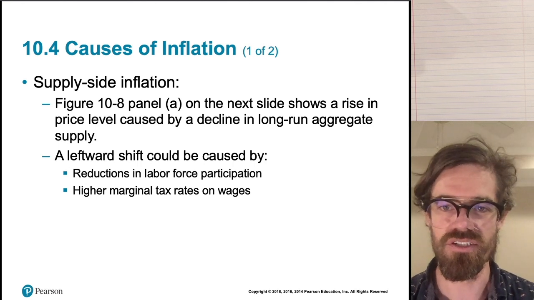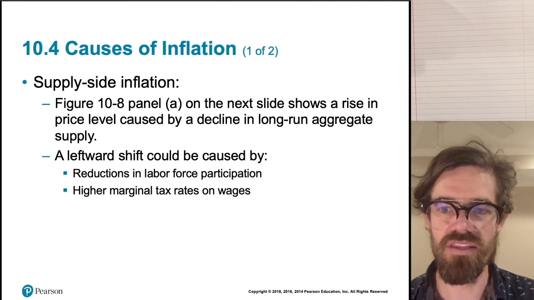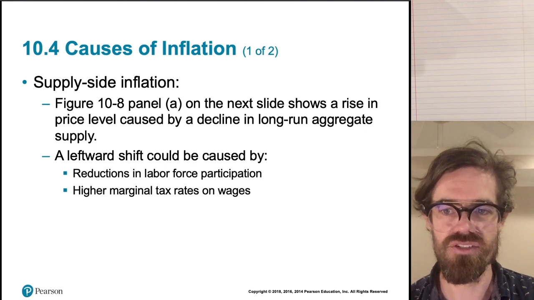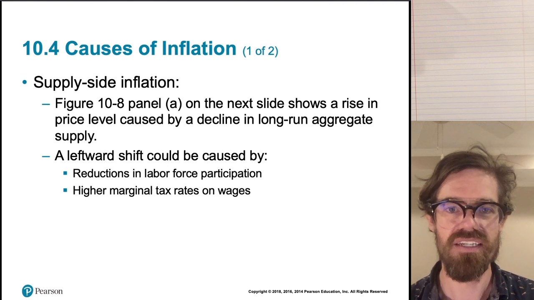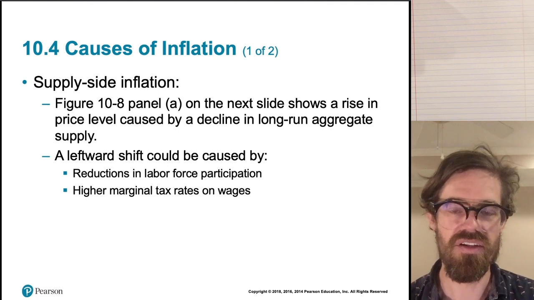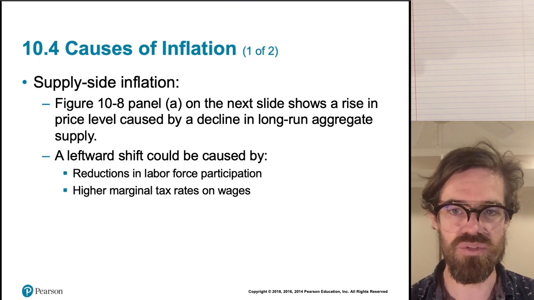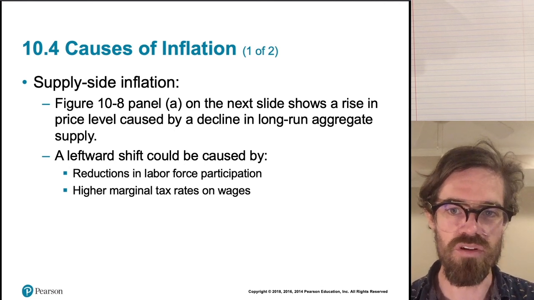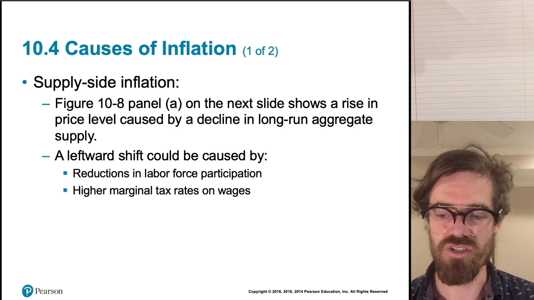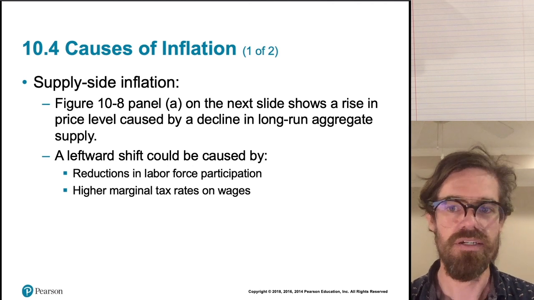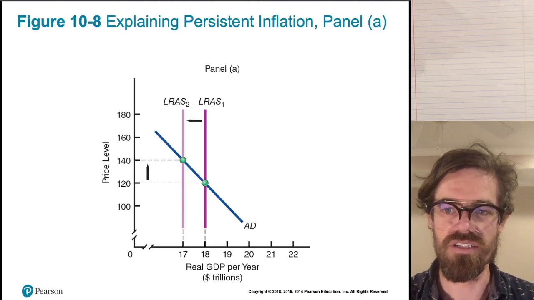So what are some things that could cause this? Well, it could be that there's a reduction in labor force participation. This definitely happened shortly after the Great Recession. Another thing that could cause it is higher marginal tax rates on wages. So when people are taxed at a higher rate, they become less productive because the motivation to work and be productive is reduced if the government is taking more of your money from your job, from your income, right? So these are some things that can cause a leftward shift.